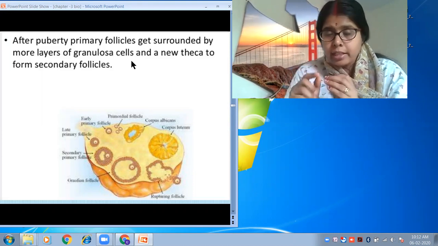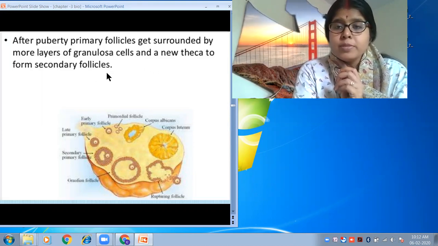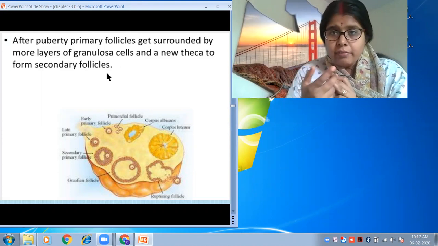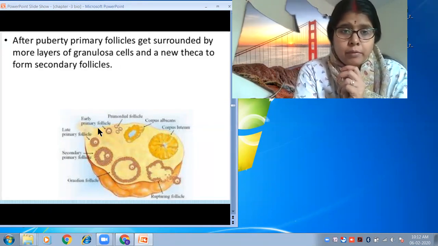The primary follicle will have many layers form, and those layers are the granulosa cells and the new theca, to form the secondary follicle. The primary follicle comes first and after that the secondary follicle forms. So here the primary follicles mature into the secondary follicles.